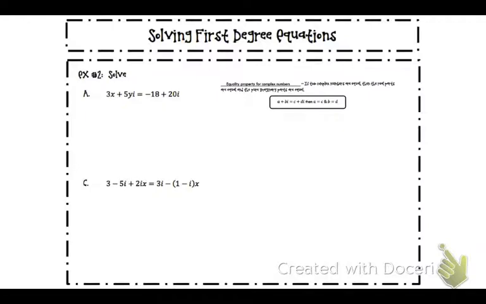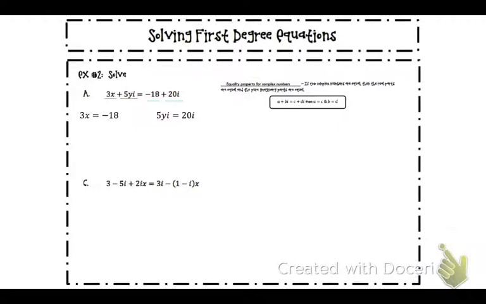So first, let's look at a. So we're going to use the equality property here. Remember, a plus bi equals c plus di. We have i's on both sides, so we have our a's and c's, or a's and c's and b's and d's. So I'm going to set 3x equal to negative 18. I'm also going to set 5yi equal to 20i. Okay, notice how I set my i terms equal to each other and I set my other terms equal to each other. And I have two variables here, so I can do that.